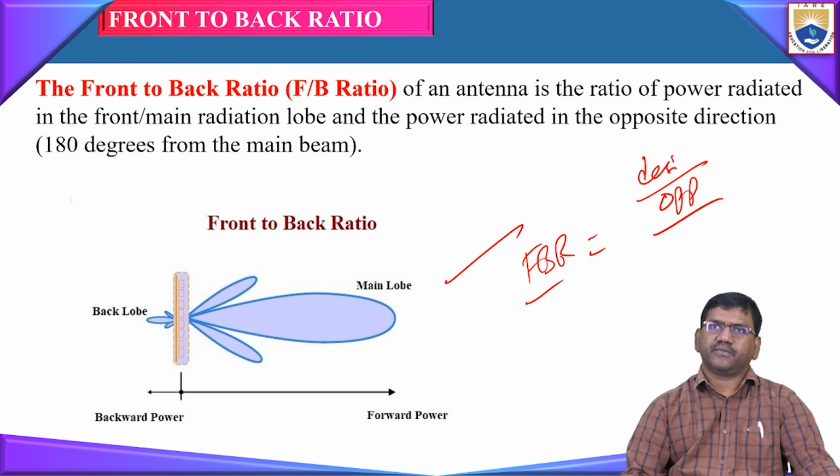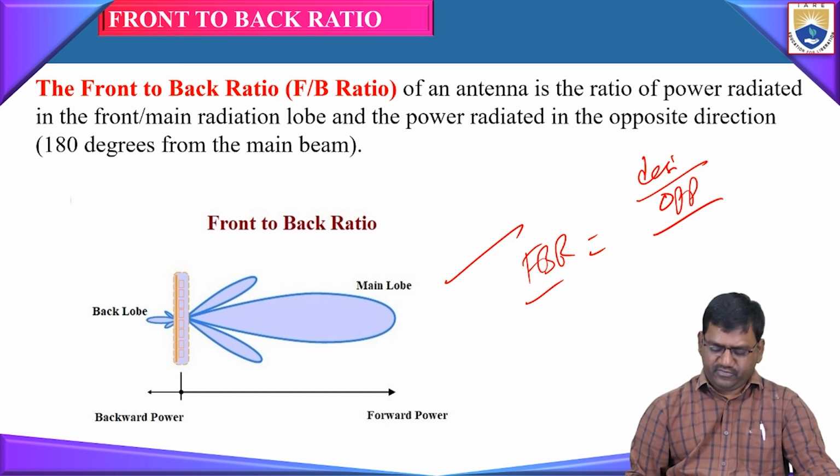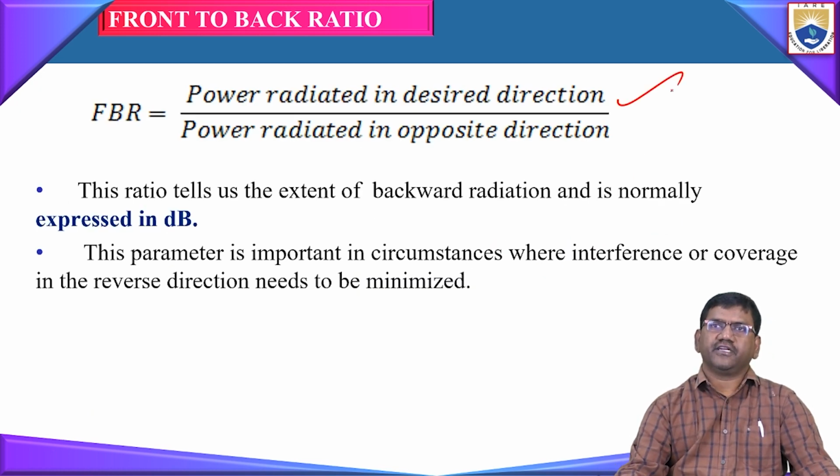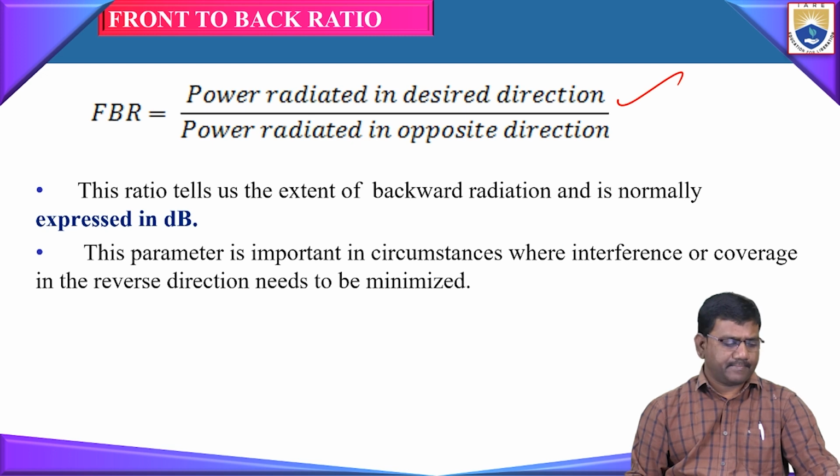Whenever we want to judge the performance of the antenna, we need to check the value of the FBR for an antenna. So FBR is the power radiated in the desired direction by power radiated in the opposite direction.